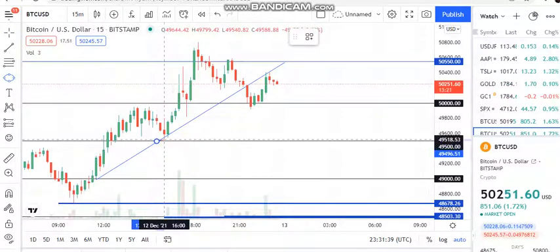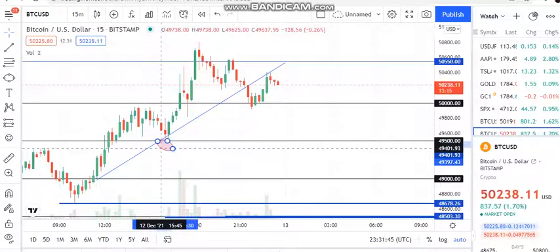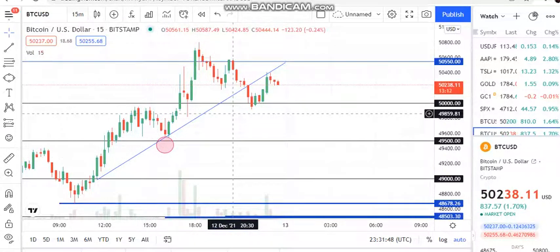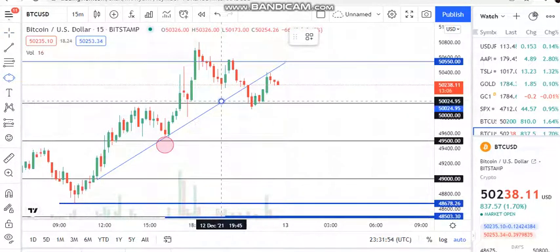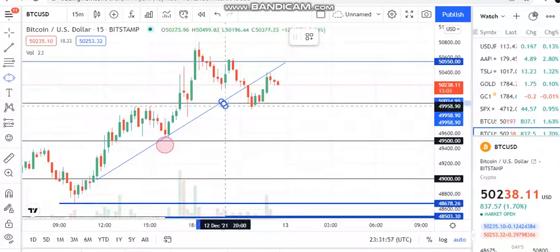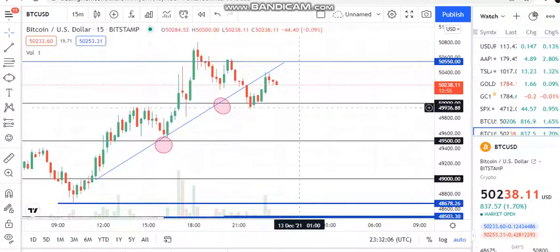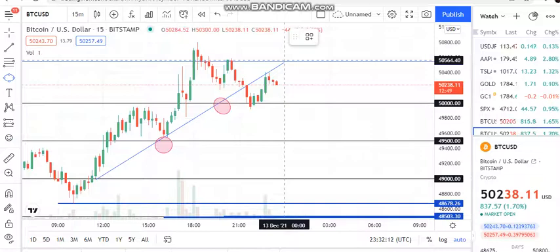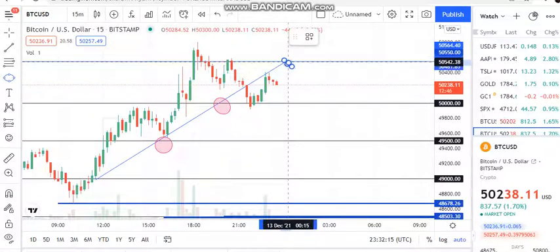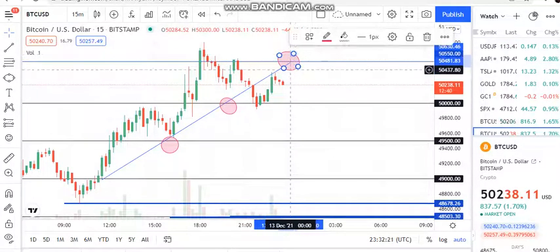Here, be like point A, right on the key level, right? Point A, point B, right on the key level. Point C, right on the key level, right?